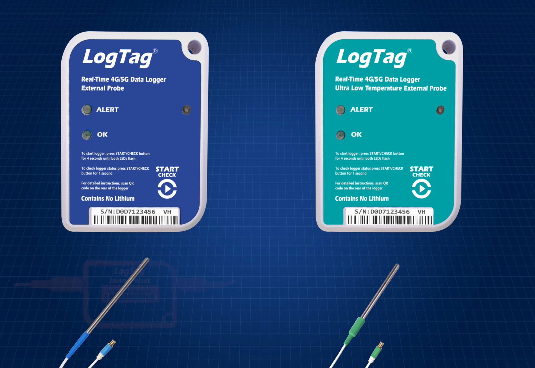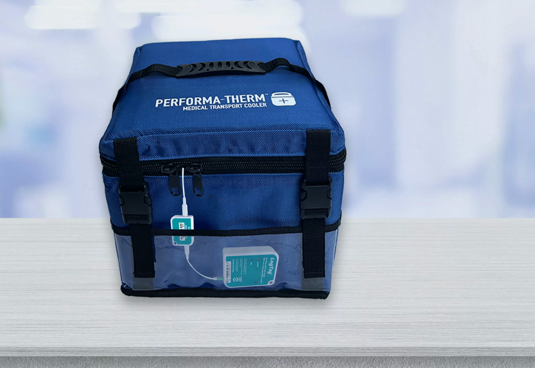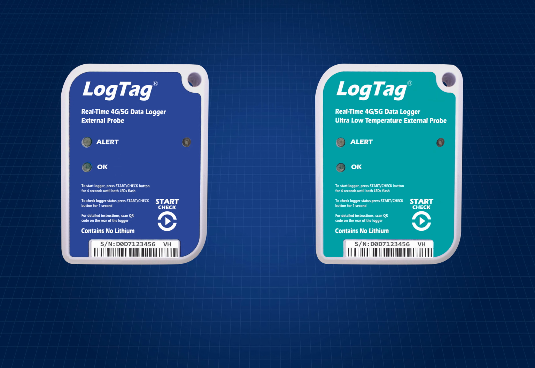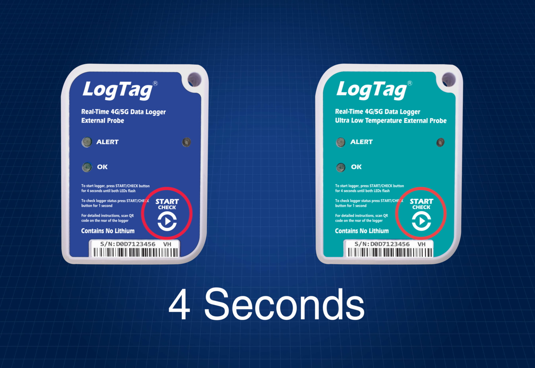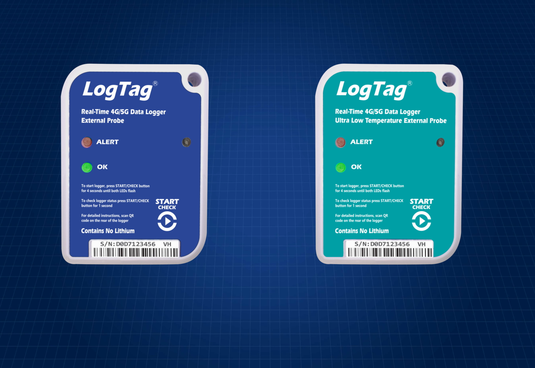Plug in your external probe or smart probe, then put your logger and probe in the shipment you want to monitor. Once it is done, press and hold the Start Check button for 4 seconds and stop when the green and red LED lights flash in sequence. The logger has started logging when you see the green LED blink every 4 seconds.